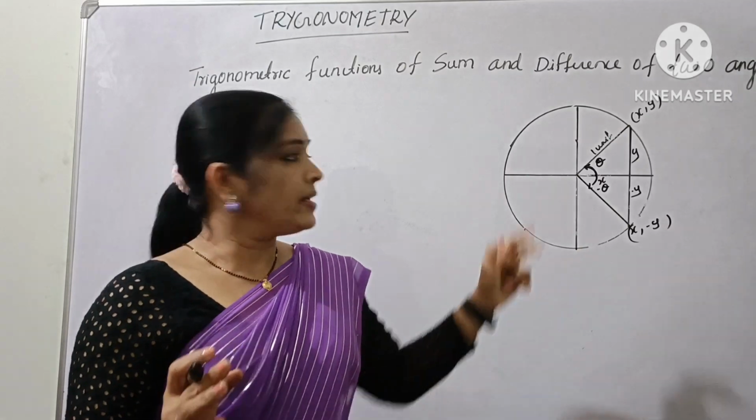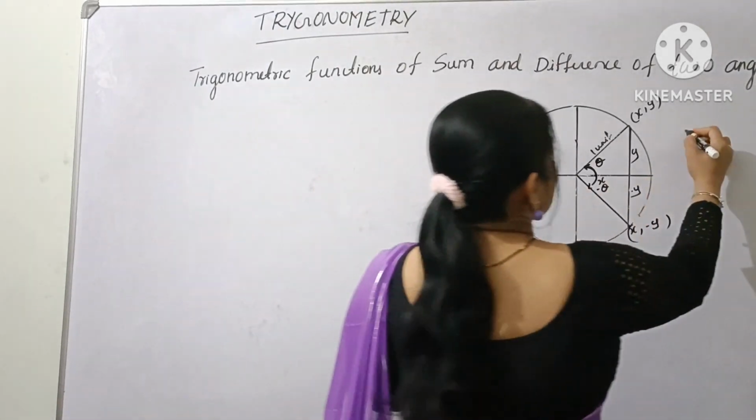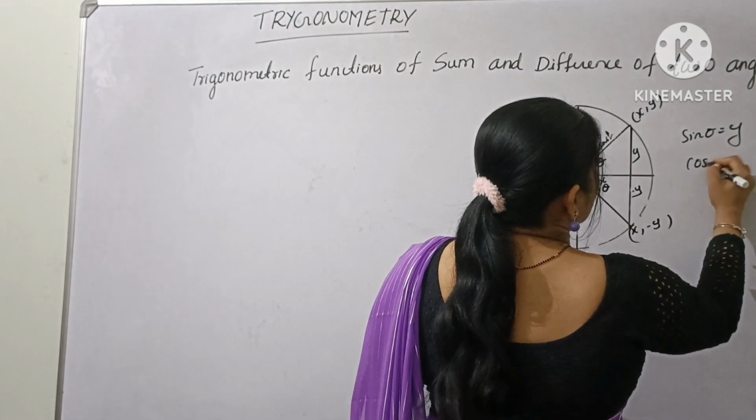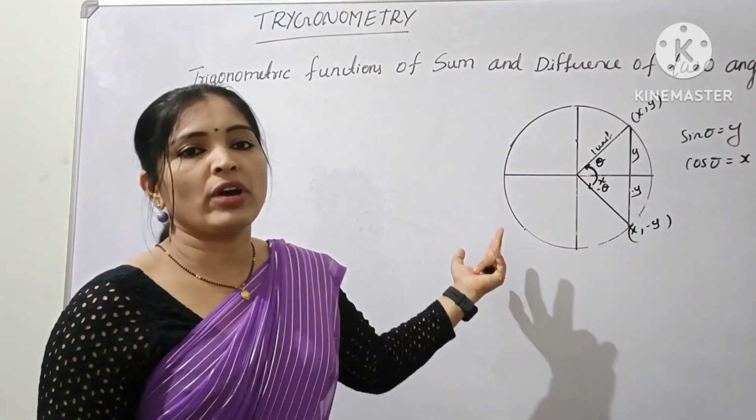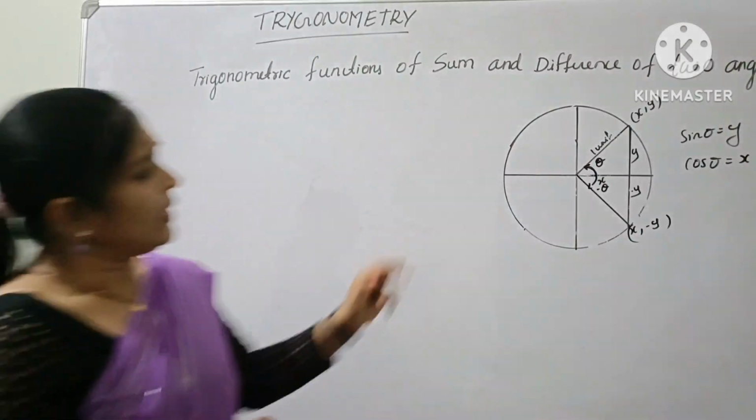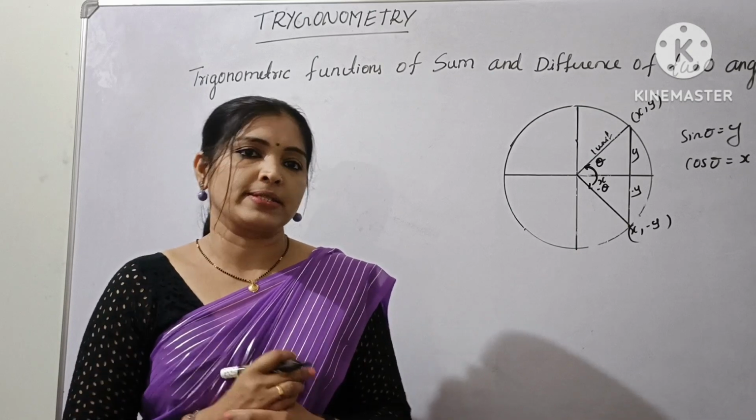In a unit circle, sine theta is the y coordinate. That is, sine theta is nothing but y. Okay? What is cos theta? Cos theta is equal to x. See, if you have any doubt, you can watch our previous videos. Okay? So now let us find what is sine minus theta and what is cos minus theta.